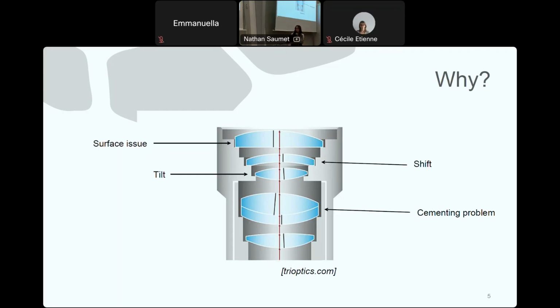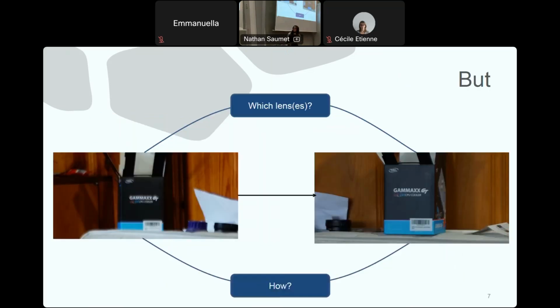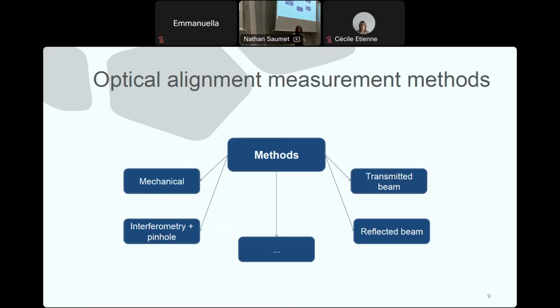So you should probably think that to repair this problem, you just have to shift back the lenses that have been shifted or tilted. But in fact, which lens is shifted or tilted, by how much, and in which direction? Because if you do it the wrong way, it could become even worse. This is why it's quite useful to use an optical alignment measurement system.